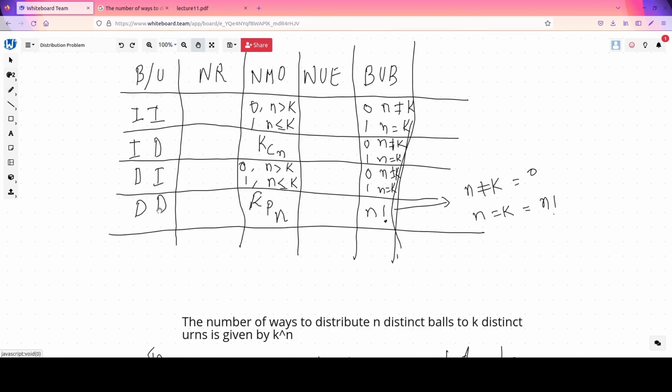So we have distinct balls and distinct urns, and there is no restriction applied here, right? So we have no restrictions here. So this is nothing but k to the power n. All right. Now let's go to some of the different kinds of problems.